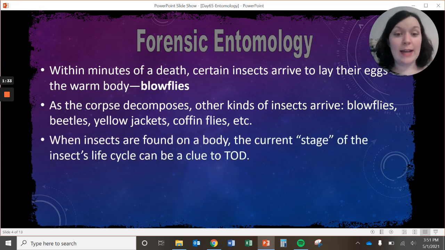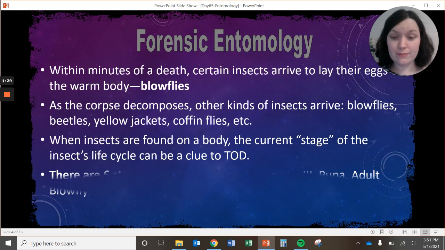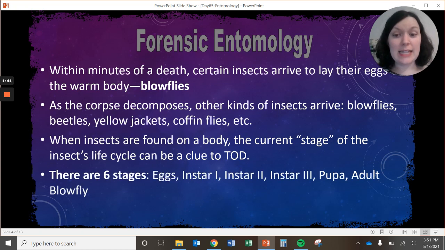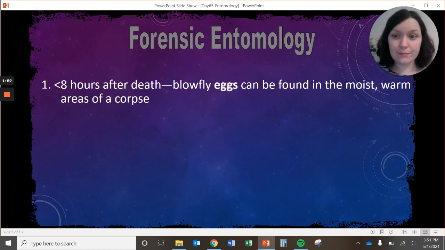So when insects are found on the body, the current stage of the insect's life can give us a clue as to the time of death. There are 6 stages for our insects, or I guess for a blowfly in particular: eggs, instar 1, instar 2, instar 3, pupa, and adult blowfly.